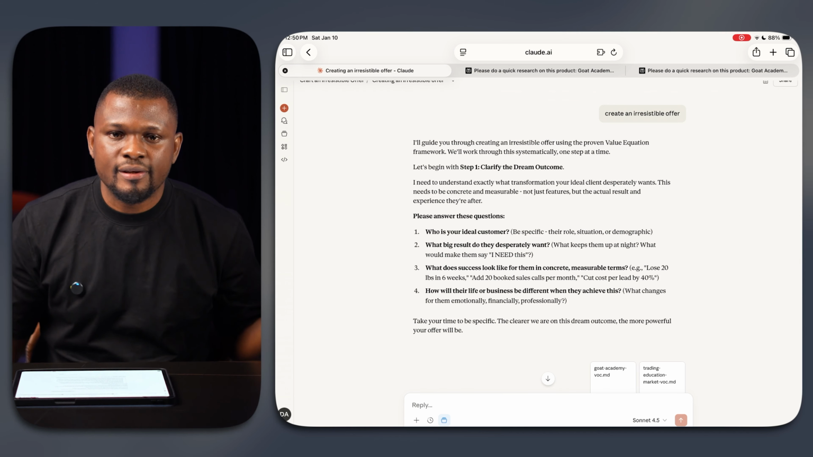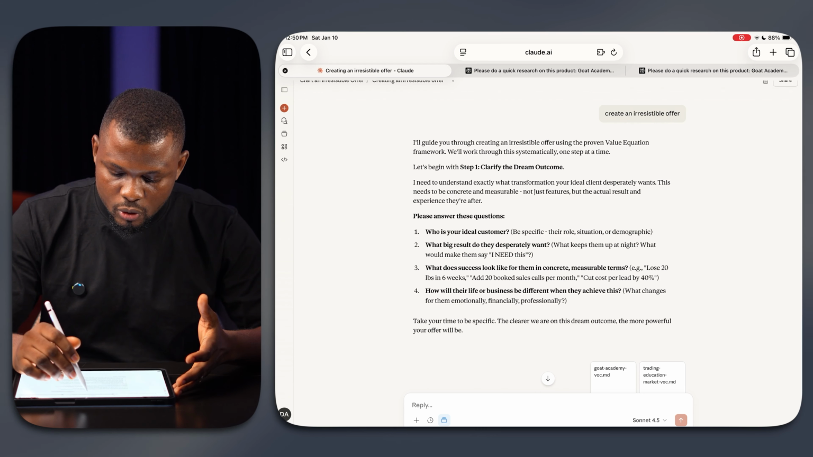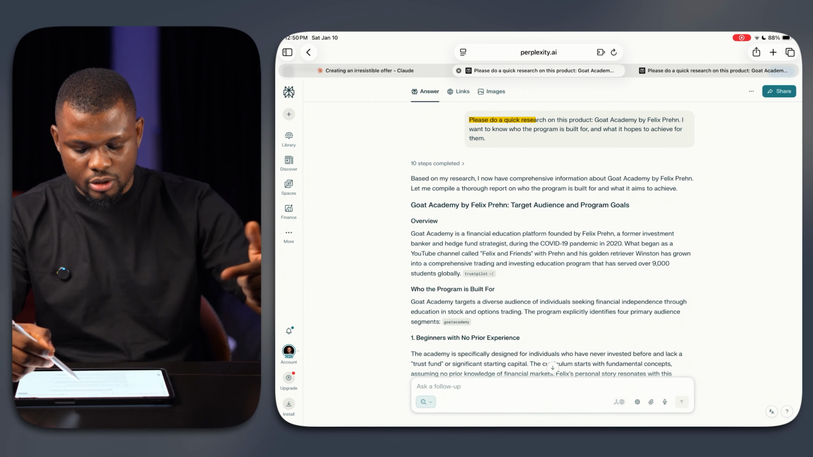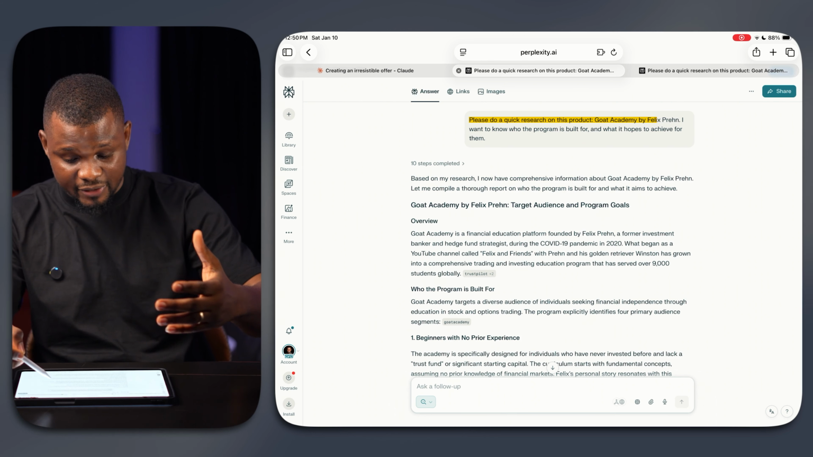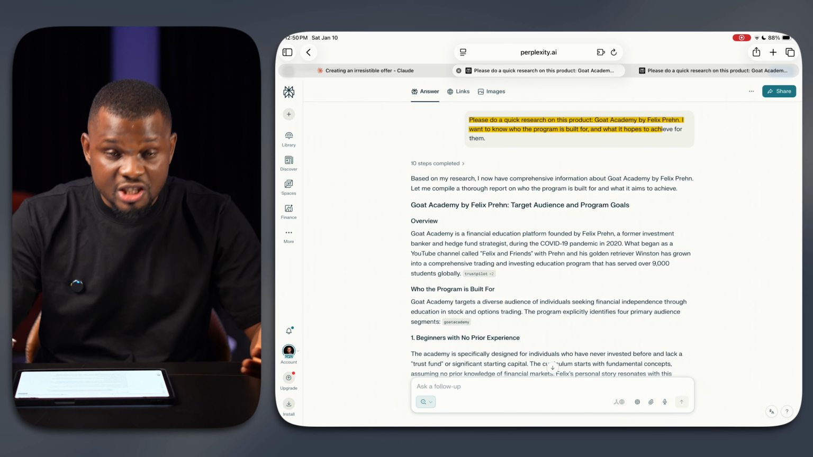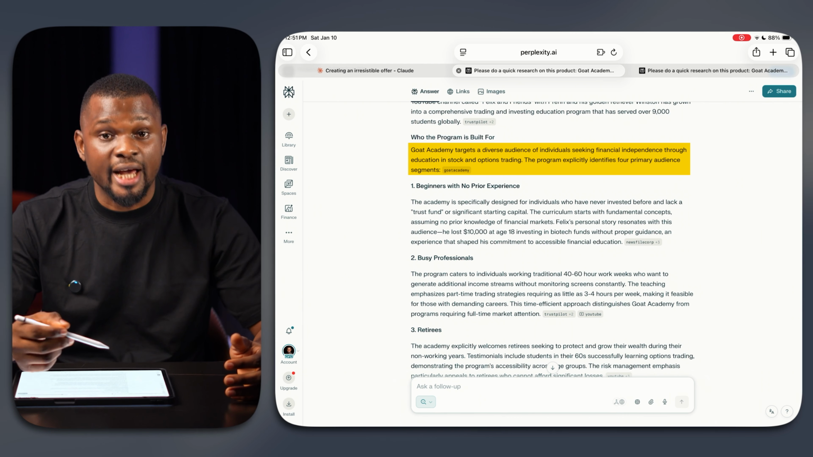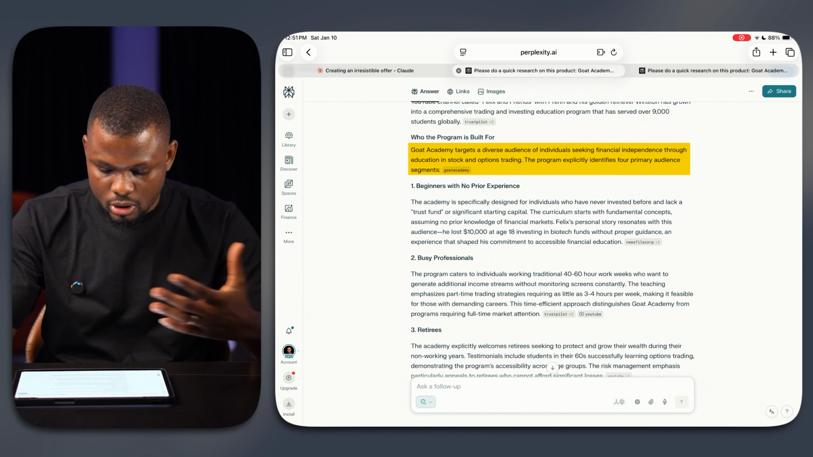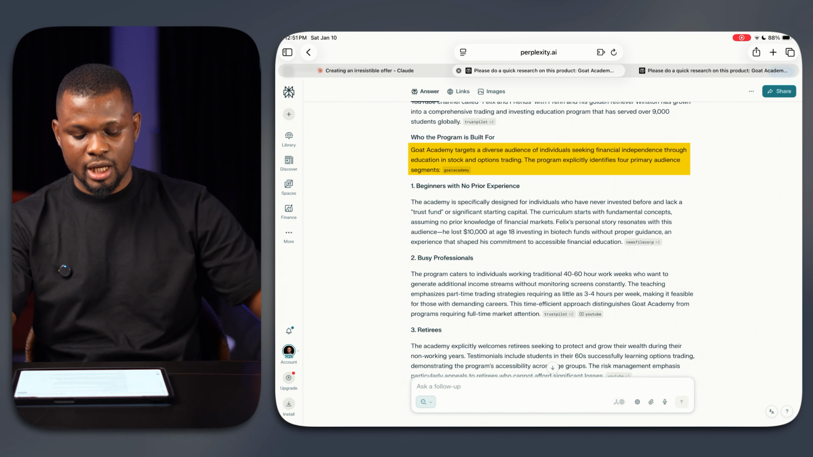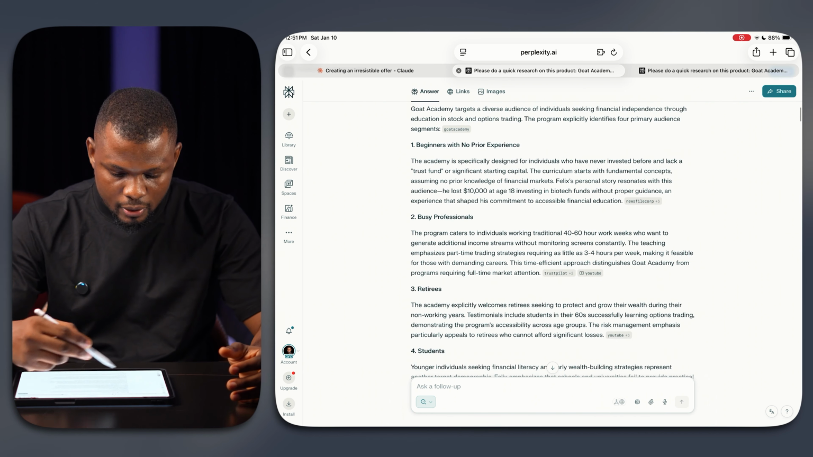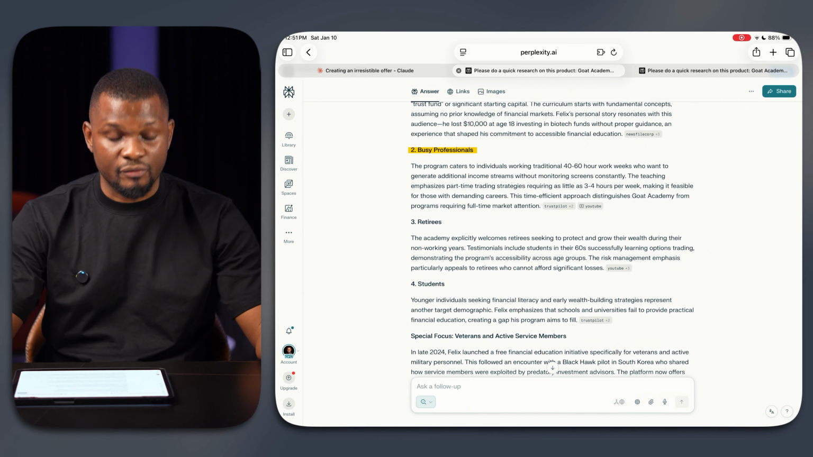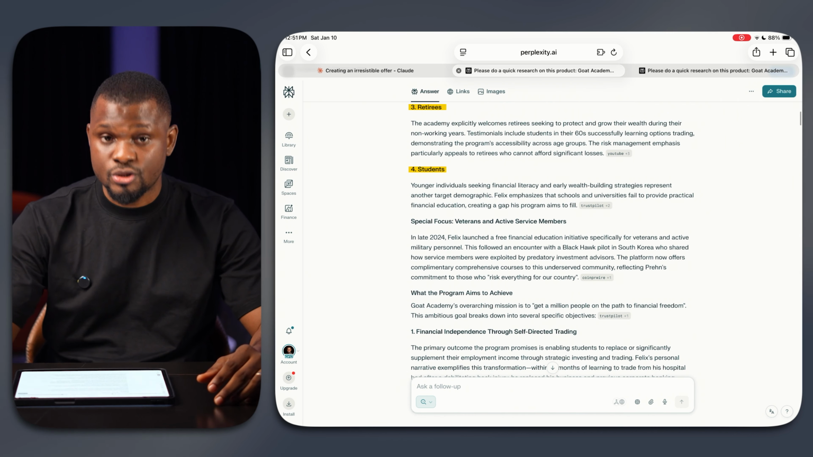Since I didn't know anything about this guy's product, what I did was go over to Perplexity and drop this prompt: please do a quick research on this product, Goat Academy by Felix. I want to know who this product is built for and what he hopes to achieve for them. First of all, it tells me Goat Academy targets a diverse audience of individuals seeking financial independence through education in stock and options trading. And who is it for? Beginners with no prior experience, busy entrepreneurs or professionals, retirees, and even students.